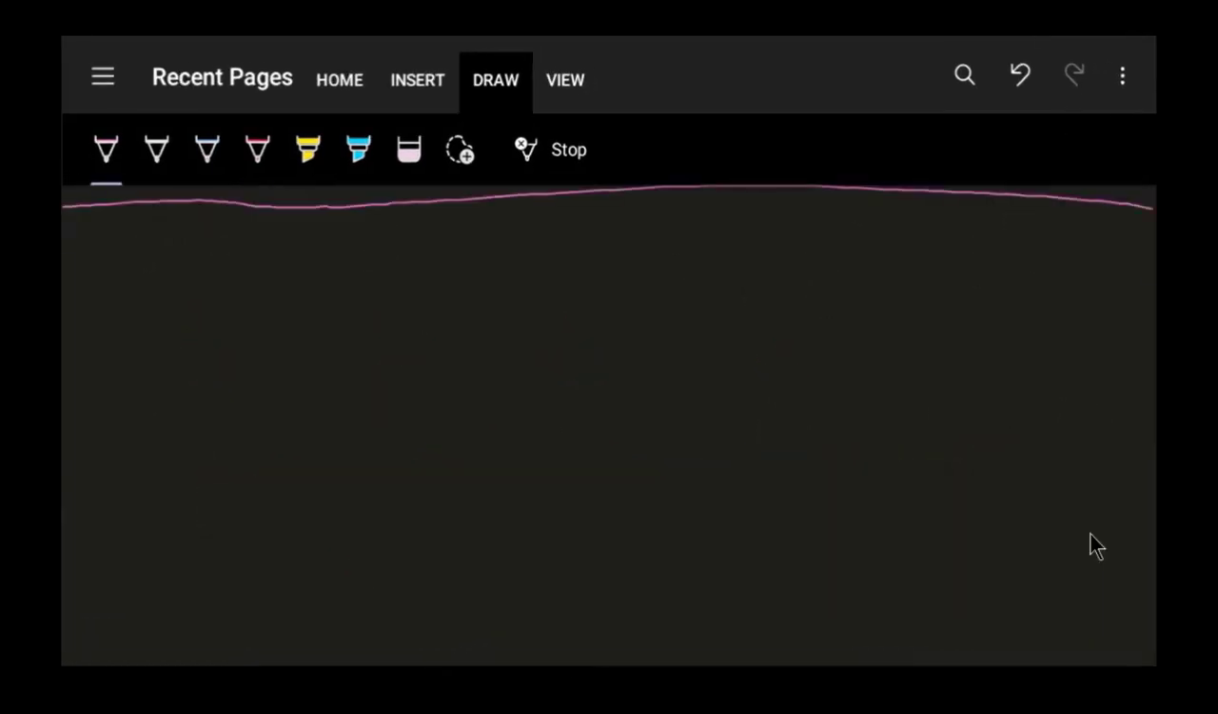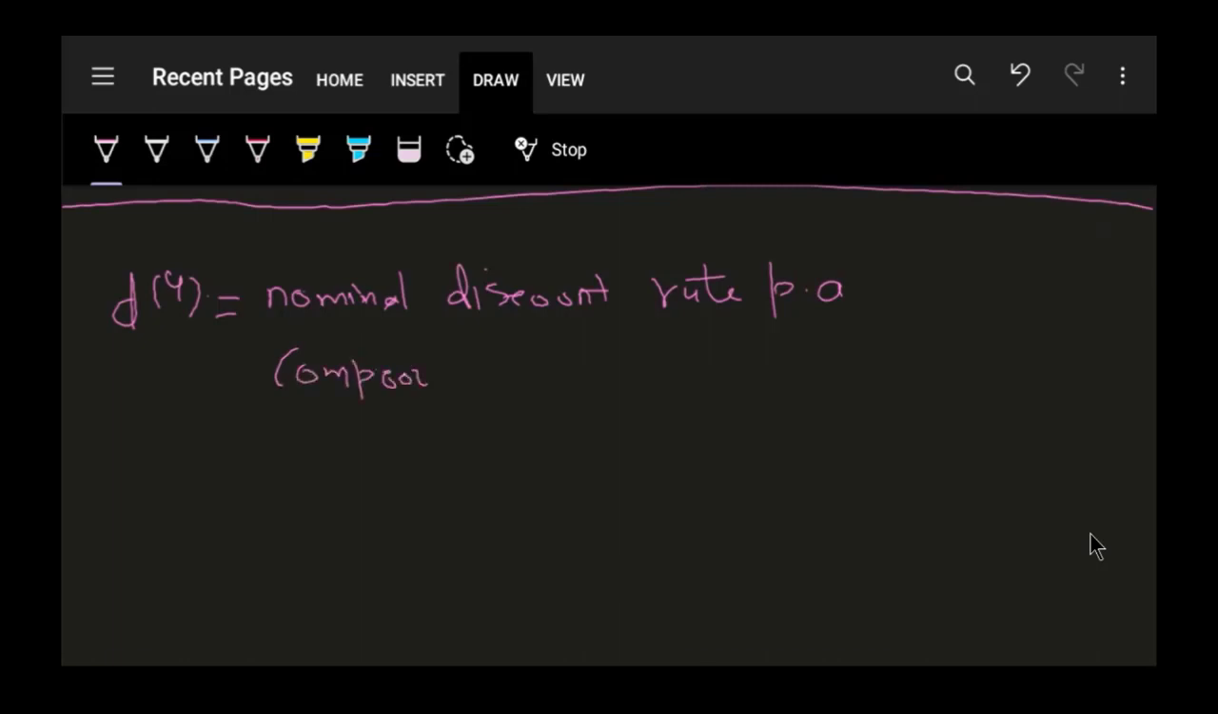So we have seen that just like the interest rate, we have d(4) for the nominal discount rate per annum compounded quarterly. Similarly, d(12) will represent the nominal discount rate per annum compounded monthly.